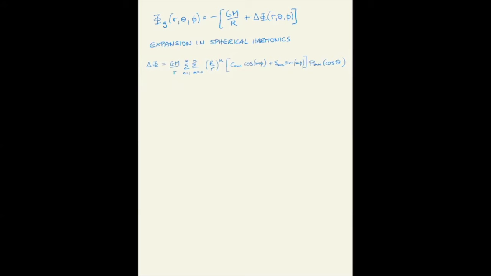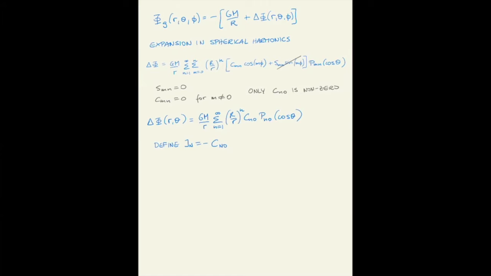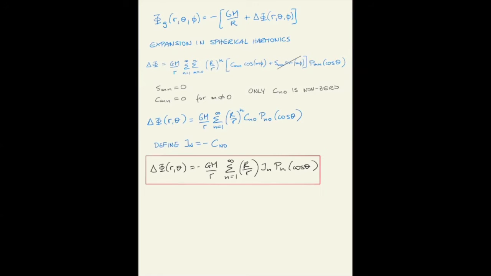Now, because we have azimuthal symmetry, the expression cannot depend on azimuth. That means that all of the S_nm and C_nm coefficients are 0 except the one for m equals 0. So only C_n0 is non-zero. So that simplifies the expression. Now, if you define J_n as the negative of C_n0, then you can write the deviation in terms of the J coefficients.